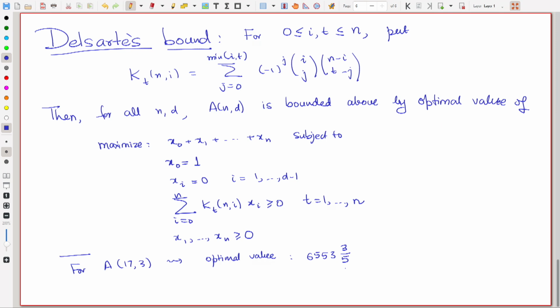So, what is the idea behind this Delsarte's bound, right? We will call this program, I do not know, let us call it D, D not for dual, but D for Delsarte. Okay. So, what is the idea behind this Delsarte's bound?